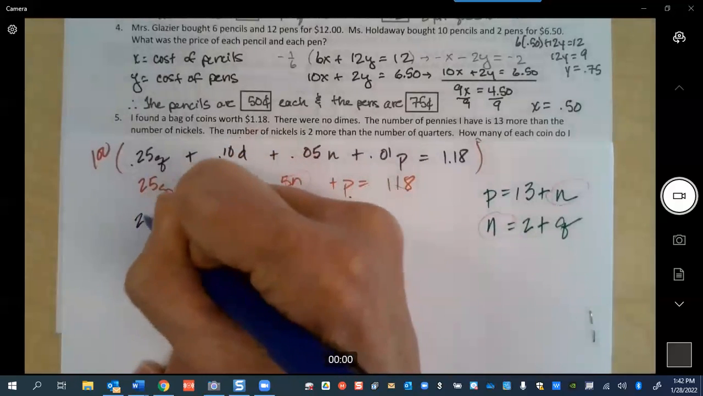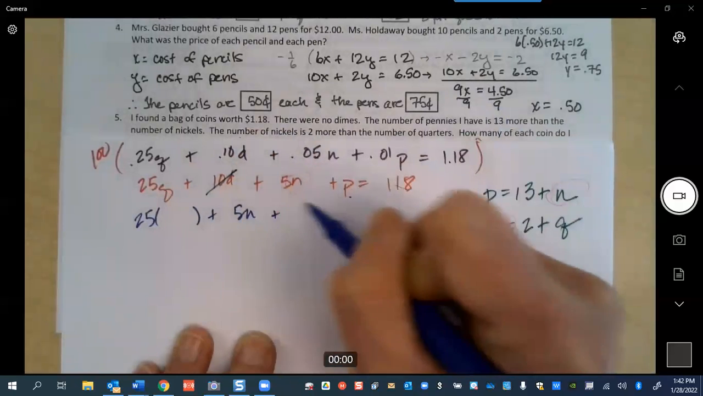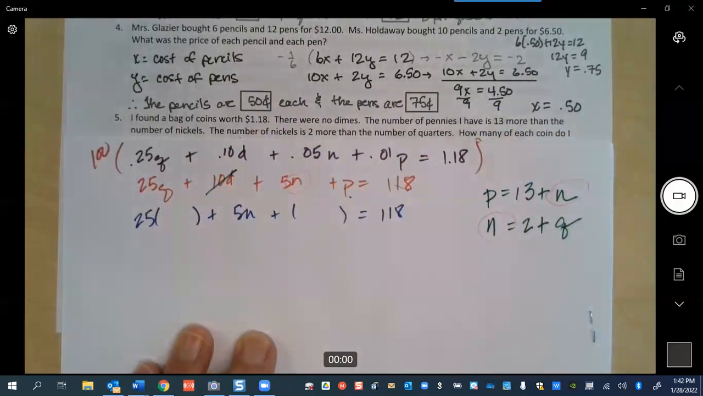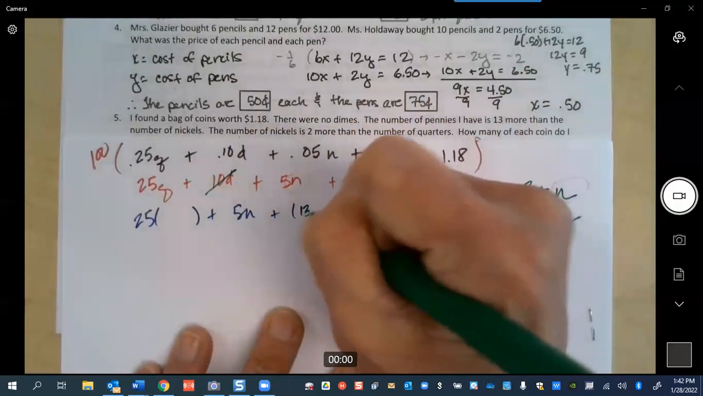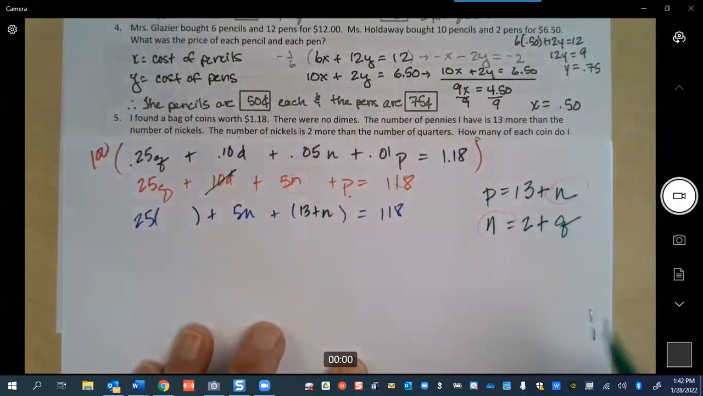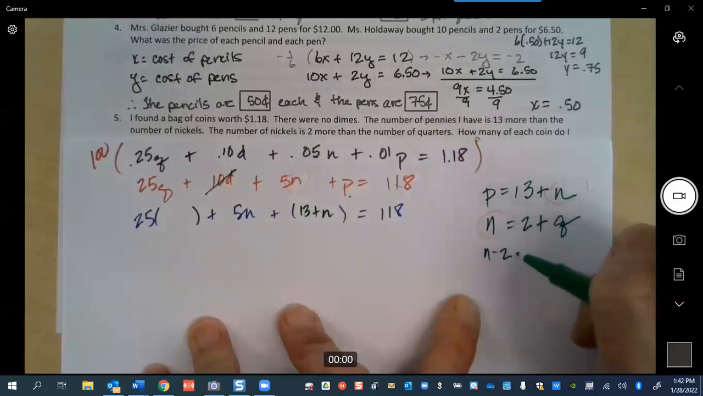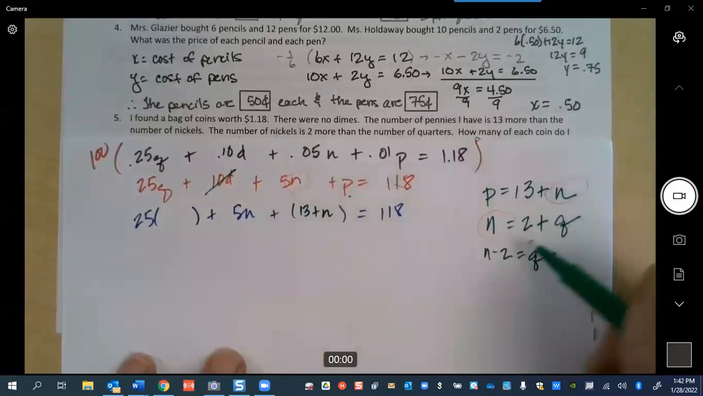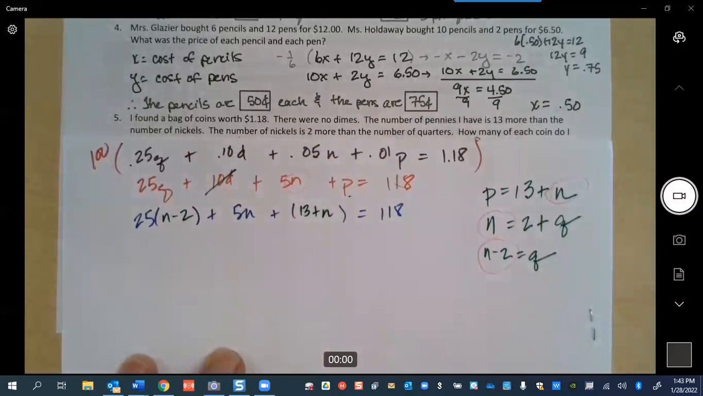So when I want to figure out what I'm going to write for Q and what I'm going to write for P, I might end up having to do a little bit of switching around. So I can just go ahead and write 13 plus N in here, no problem. But this is a little bit of a problem. So I need to subtract 2 from each side. And now I know if Q is equal to N minus 2, then I can write N minus 2 instead of Q.